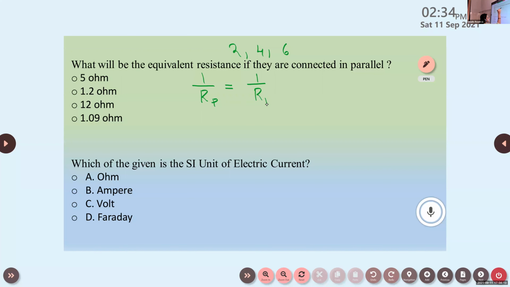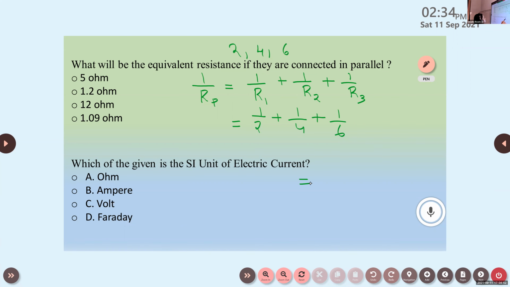In a parallel combination, the equivalent resistance can be calculated by 1 by R1 plus 1 by R2 plus 1 by R3. That is equal to 1 by 2 plus 1 by 4 plus 1 by 6. So here the denominators are not the same, so we can make a common denominator by finding the LCM. What is the LCM of 2, 4, and 6? 12. Yes, LCM is 12. So we need to make the denominators 12.